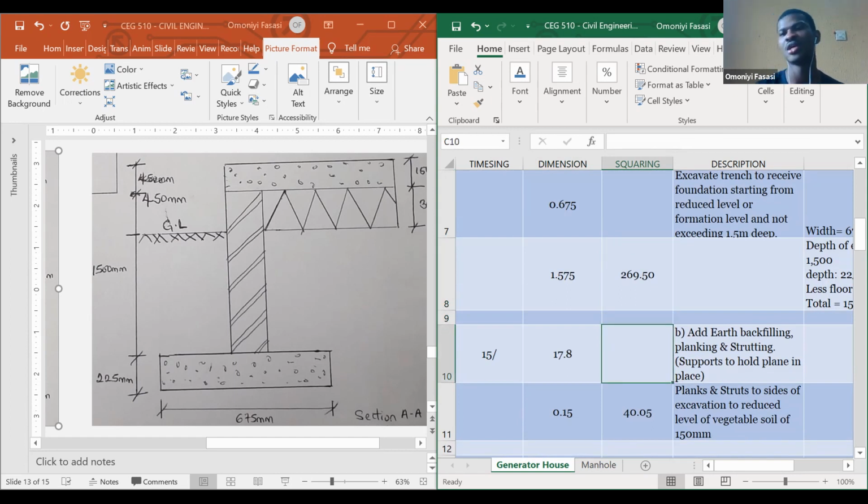When you are done excavating, what normally is the next thing to do? To add your plank and struts, right? I told you earlier that we don't do that here in Nigeria most times, but based on this calculation, we have to do this, probably because they had to use the standard. So in that case, we are working with a length of 17.8. Why is it the length of 17.8? It's the total length. Because normally we are doing what?